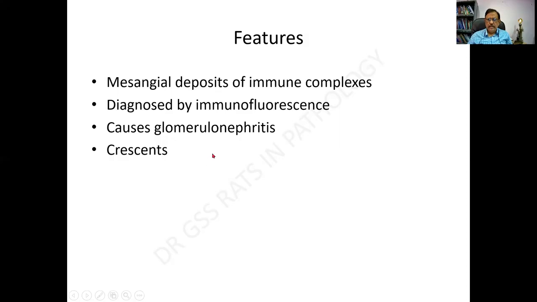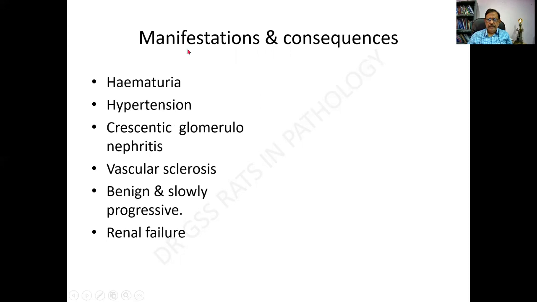What is a crescentic glomerulonephritis? We shall see later. And what can be the clinical manifestations? Hematuria, hypertension, crescentic glomerulonephritis. Blood vessels can undergo sclerosis. And sometimes there can be a renal failure. Though it is a slowly progressive disease, ultimately it can lead to a renal failure.